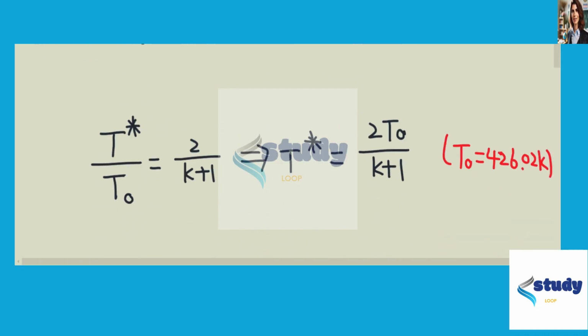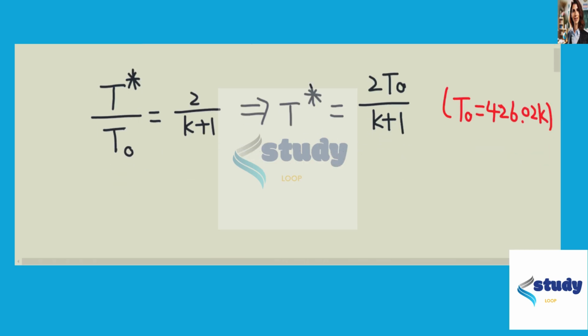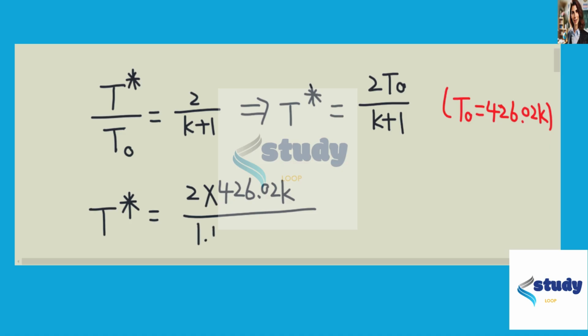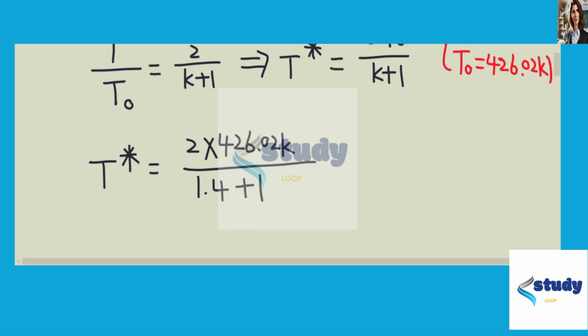So now we can determine the critical temperature, which is the temperature at a location when the air velocity is equal to the speed of sound. Let's plug back into the equation: the critical temperature is equal to 2 times 426.02 Kelvin over k plus 1, which is 1.4 plus 1, since the specific heat ratio for air is 1.4. And this will give us a critical temperature of about 355 Kelvin.